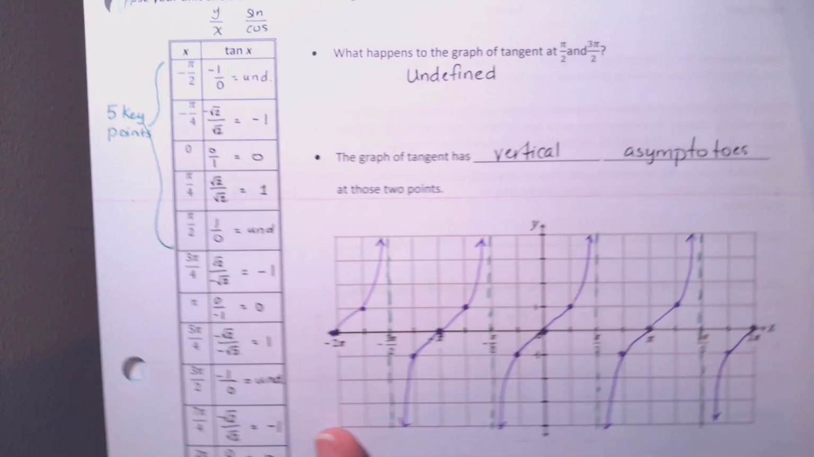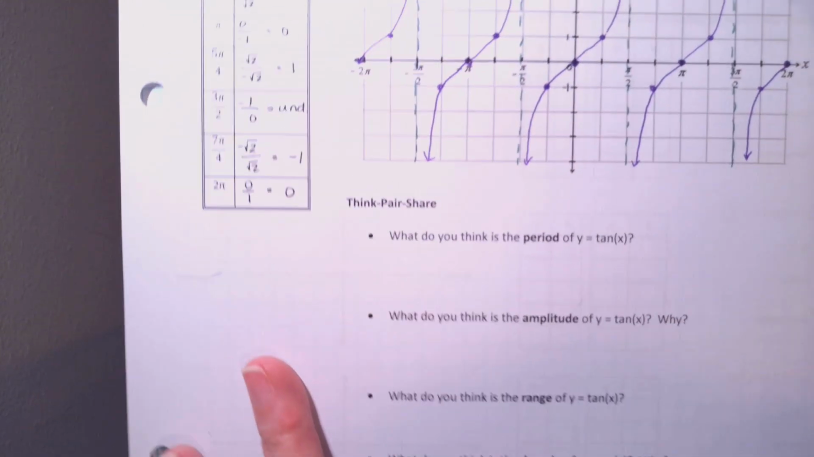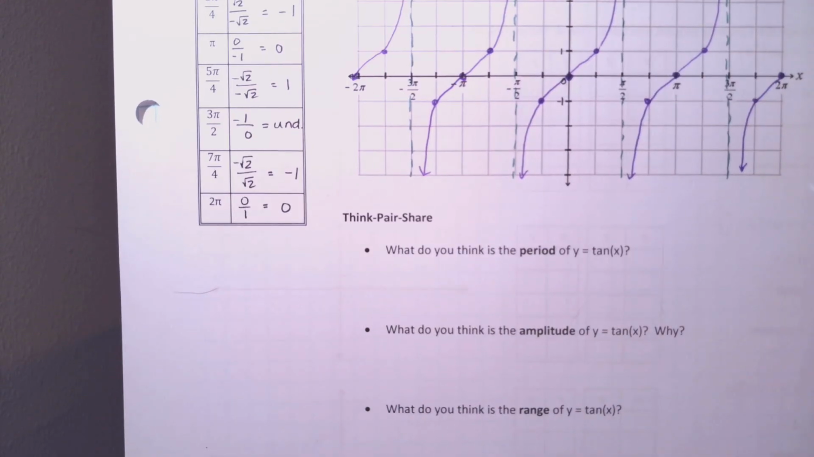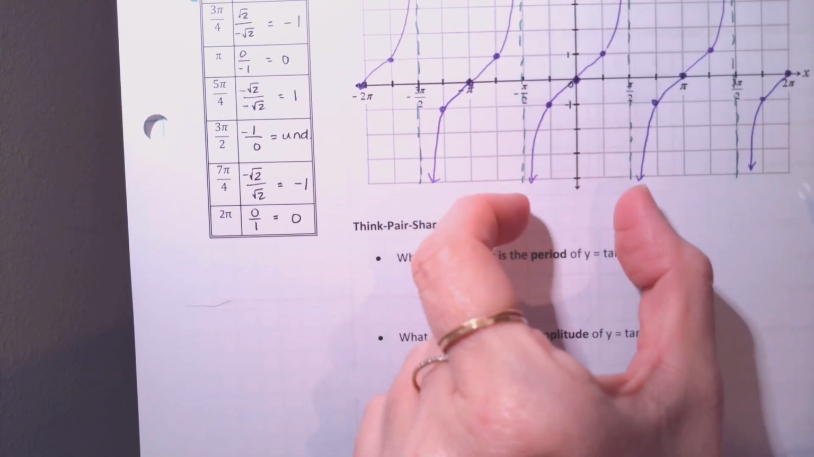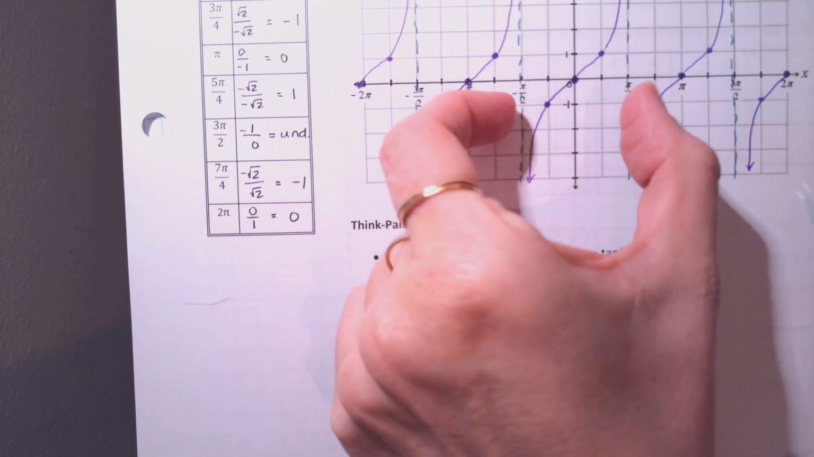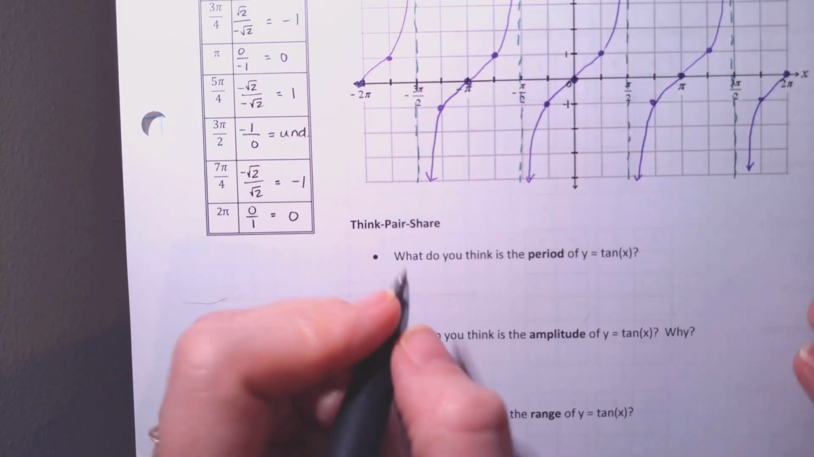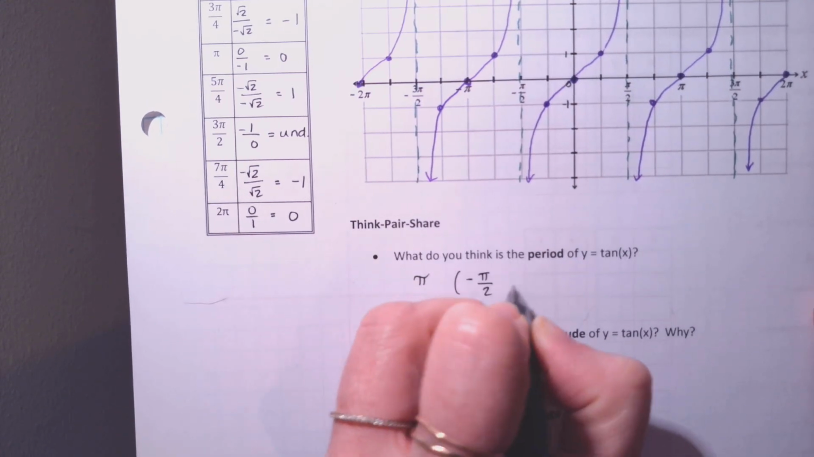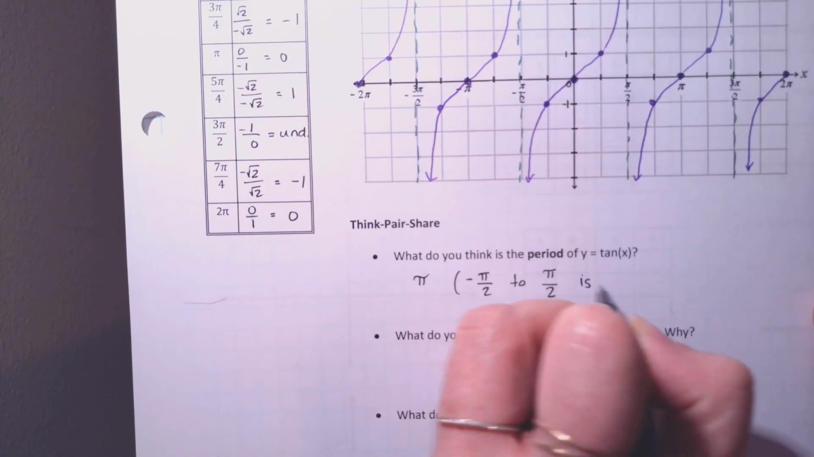So our think, pair, share questions. First question is, what do you think is the period? Remember, the period is the x distance it takes to make one cycle. So like I said earlier, it's not the same as sine and cosine. Sine and cosine's period is 2 pi. The period for this one is just pi, the x distance it takes to make one cycle. It goes from negative pi over 2 to pi over 2, which would be a period of pi.